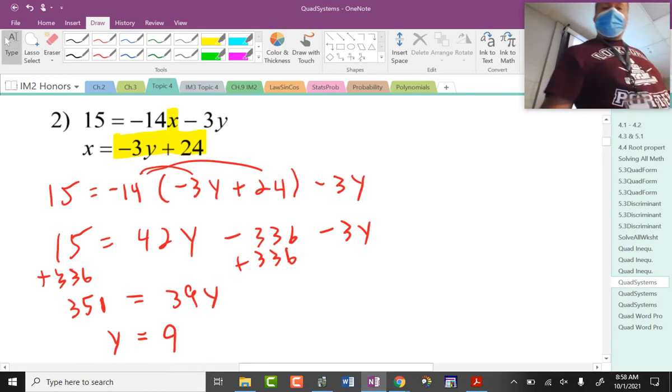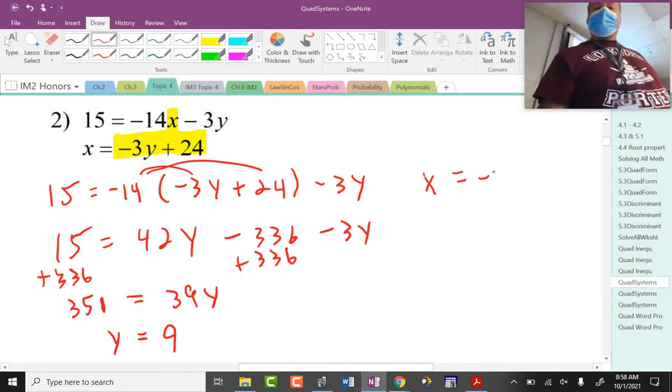You got to plug it in. You can plug it into either equation. This one is set up better for it. Plus 24. This is negative 27. That's nice. Negative 27 plus 24 is negative 3.